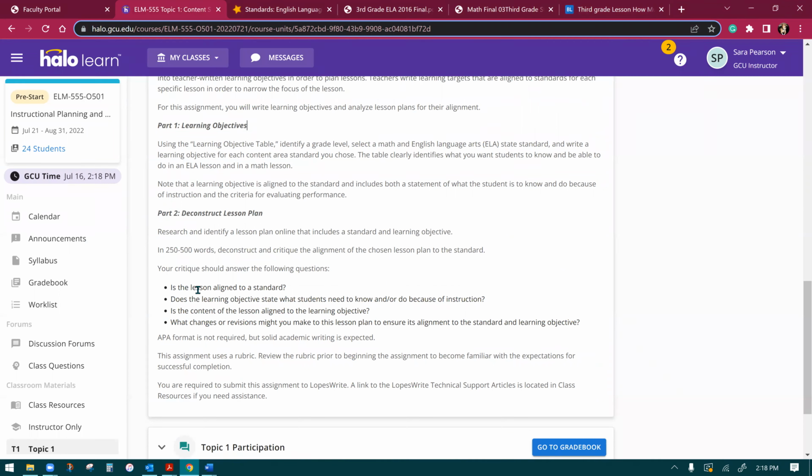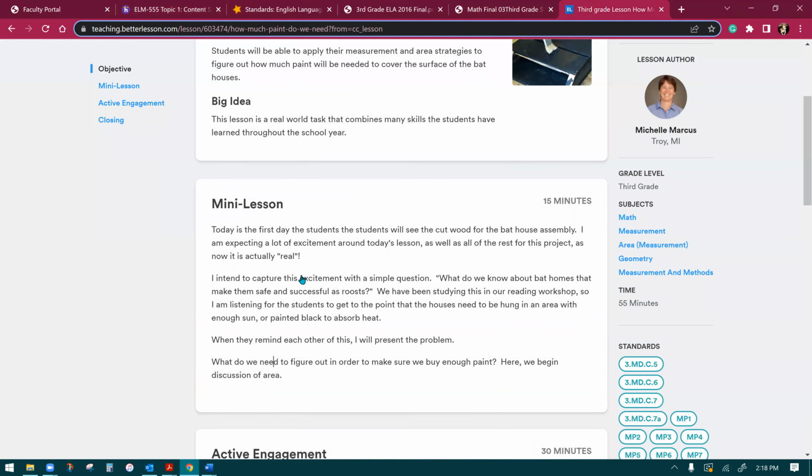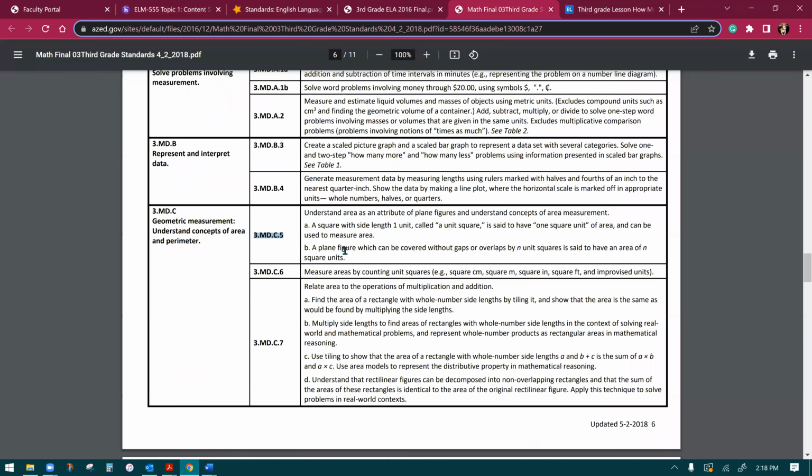So you're going to answer these questions in 250 to 500 words. I don't mind if you go over, but I prefer detail and explicit examples. So is the lesson aligned to the standard? Don't just say yes, explain why. So you'll notice in the mini lesson part, they talked about the problem in discussion of area, which is directly aligned to the standard because the standard is all about area.